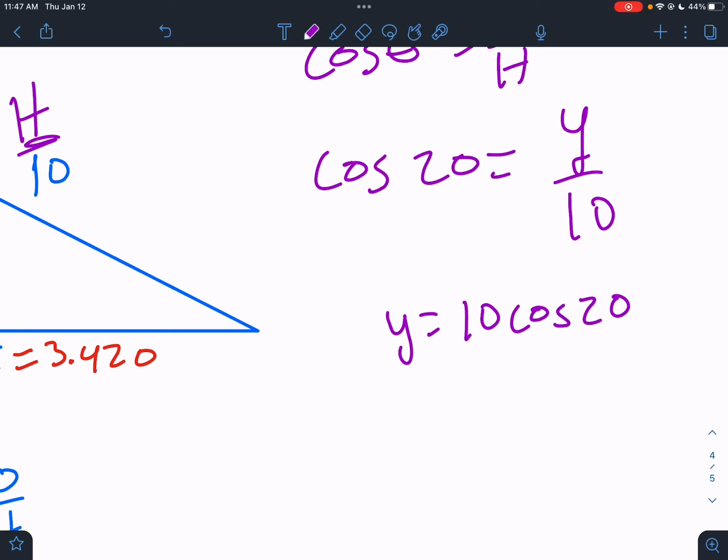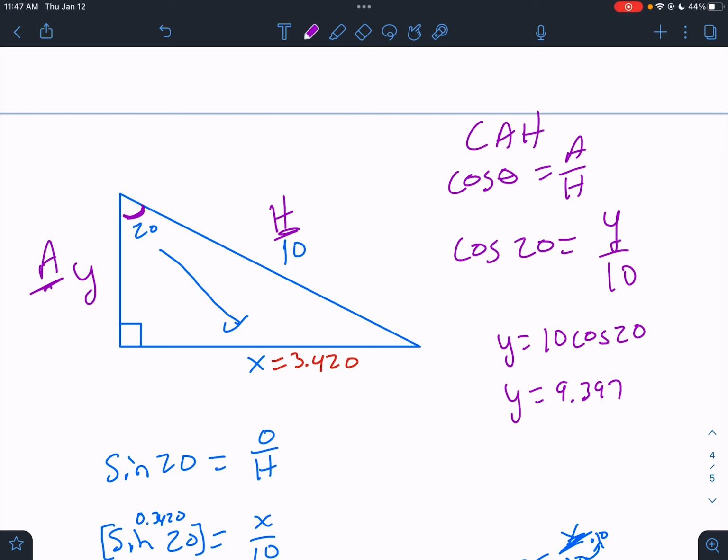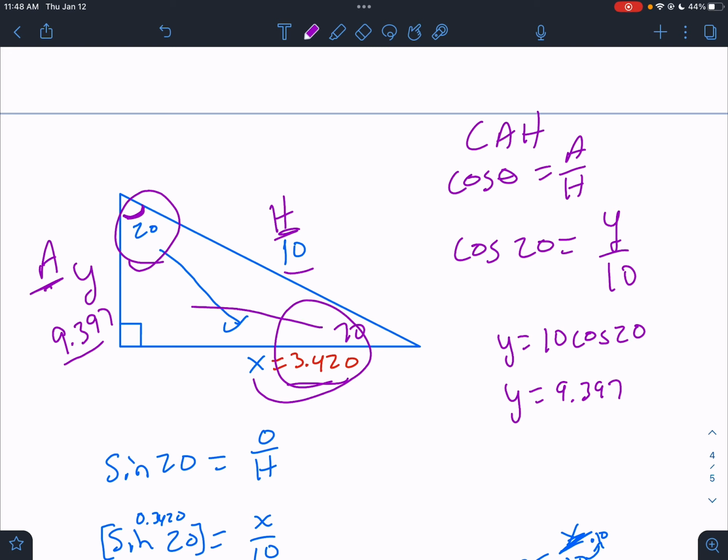That's the answer, but most of the time you're going to round. So we're going to type that in, and I get that y equals 9.397. So we round to the nearest thousandths most of the time. So this side would equal 9.397. And you can test the Pythagorean theorem on that. It's going to work. 20 is the smallest angle. This needs to be the smallest side. This would be a 70-degree corner. You know that's going to be the next biggest. We know that 10 is the overall biggest. It needs to be logical when you're done.